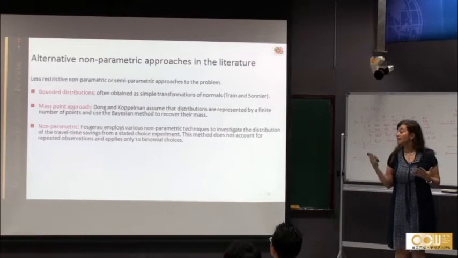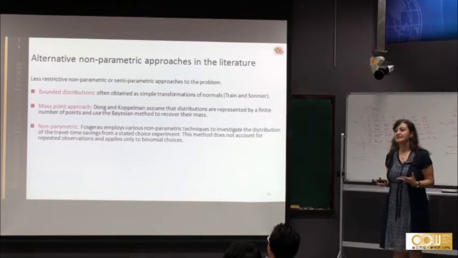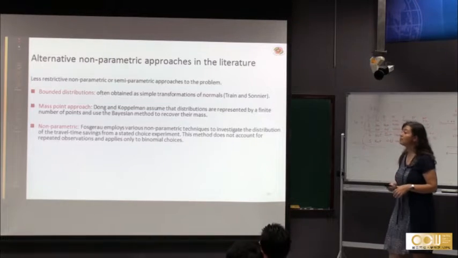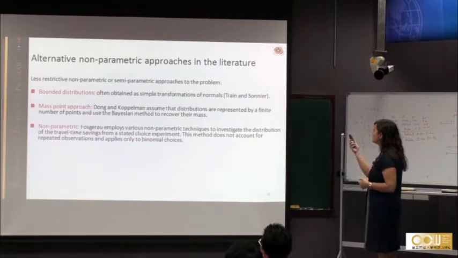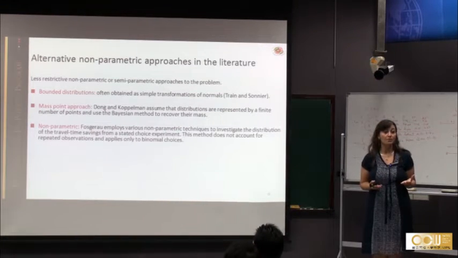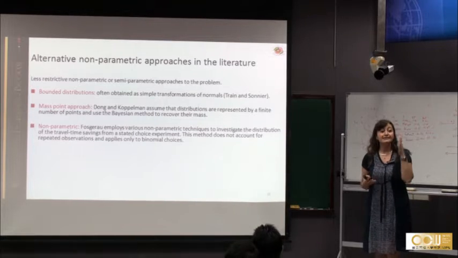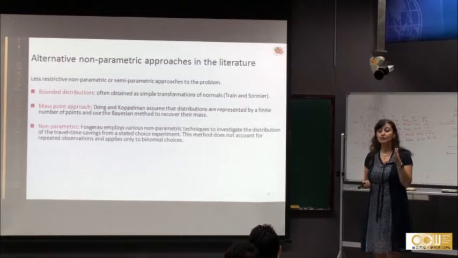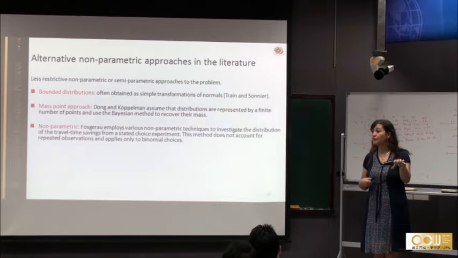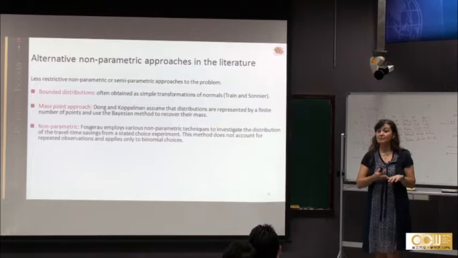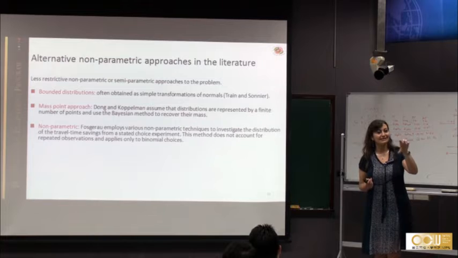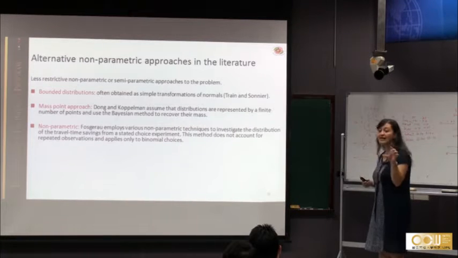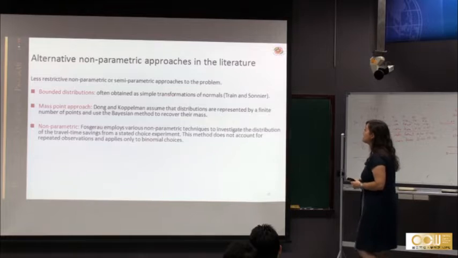I think starting from 2005, 2006, and for about 4 or 5 years, a number of new methods have been proposed. First of all, Train proposed bounded distributions, which are simple transformations of normals. It's just that you bound the normal at 0, and then you give a 0 value for a certain percent of the population. So you estimate the normal after 0, and you give a kind of mass at 0 for those who have a very low or positive value of travel time.